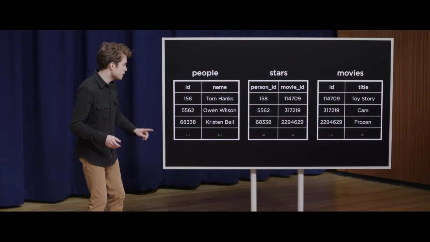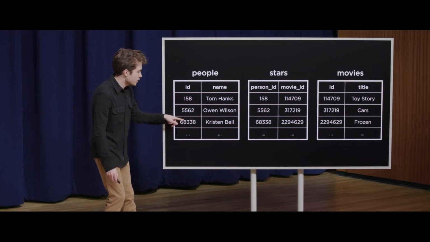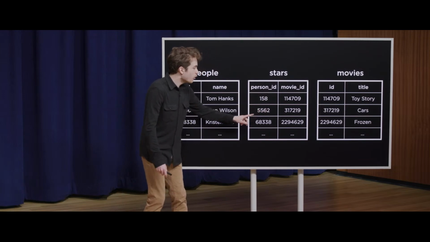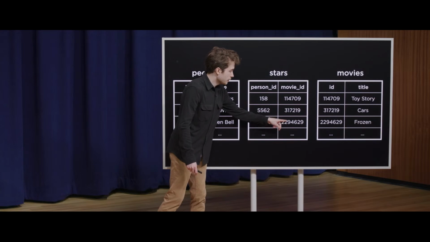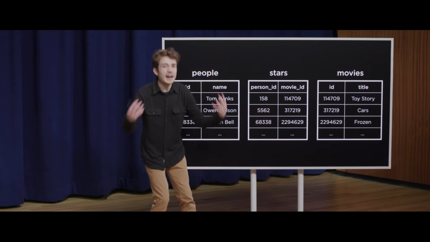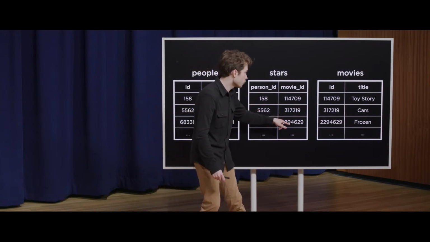The first step might be to ask, what is Kristen Bell's ID? Well, it seems to be 68338. Then, to your point, we could look at the stars table and find out what movie IDs correspond to that ID here. So it seems like 2294629 corresponds with Kristen Bell's ID here. Then finally, we look up in the movies table, well, what title corresponds with 2294629?